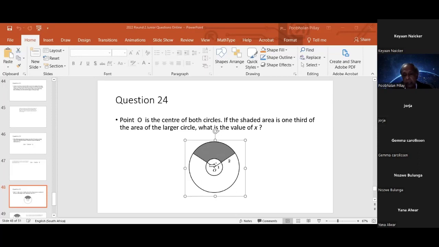So you know the radius of the large circle, you know the radius of the small circle, but you don't know this slice, this pizza slice that we have. It makes an angle X. And the question is, if this shaded area is 1/3 the area of the larger circle, what is X? All right, now this is a good example where you need to have equations because you need to solve for X. And so how do you create the equation? That is a challenge.